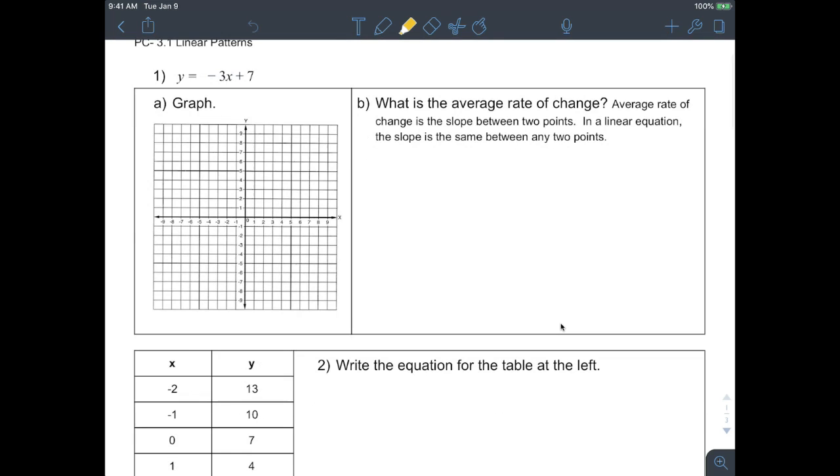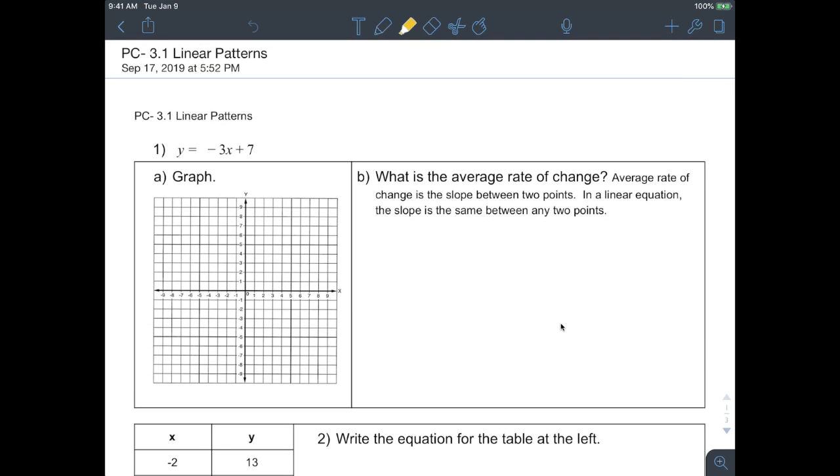Hey, we're looking at linear patterns today, so let's just get started. We're looking at y is equal to negative 3x plus 7. How do we graph that? I see that my y-intercept b is 7, and I have a slope of negative 3.